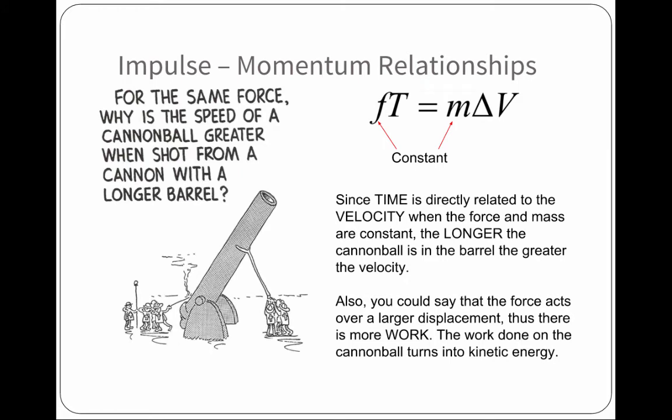Impulse momentum relationships. Remember, force times time is equal to mass times the change in velocity. Since time is directly related to velocity, when the force and mass are constant, the longer the cannonball is in the barrel, the greater the velocity. Rifles have such long barrels so that the velocity of the bullet coming out is greater.